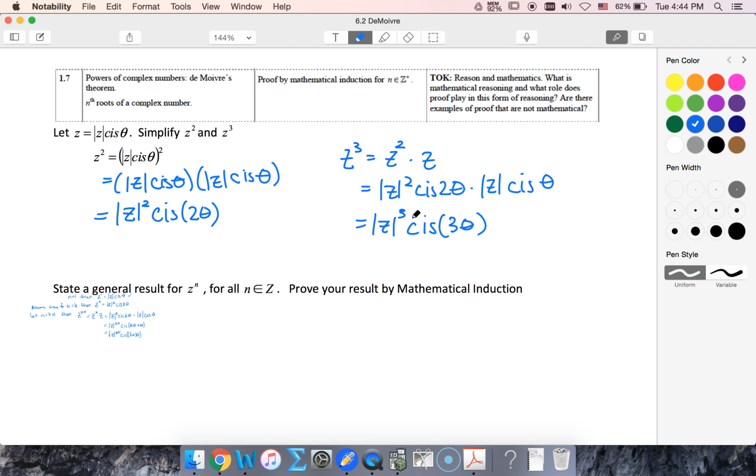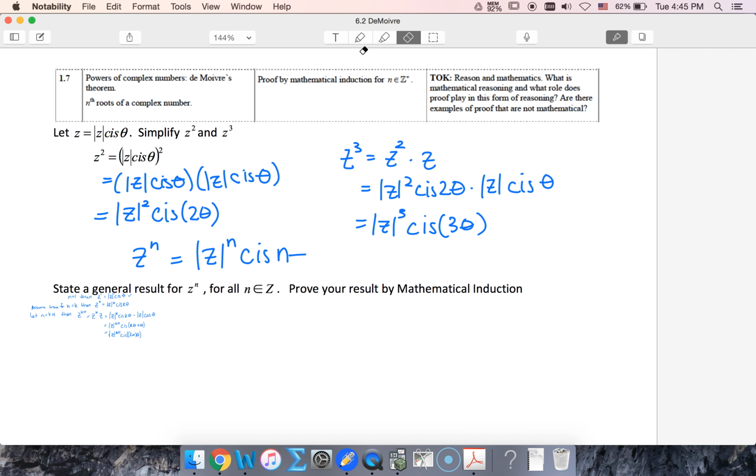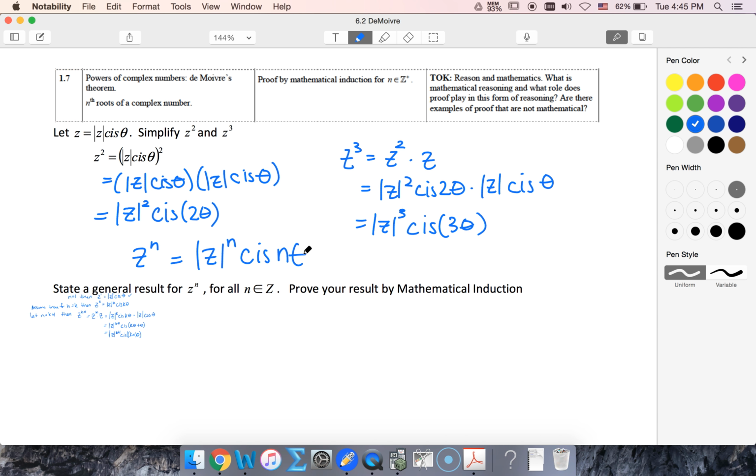Well, as I hope you can see, there's a pattern developing here, and that general result for z to the n is going to be magnitude z to the n cis n theta. And this is what we call De Moivre's theorem.